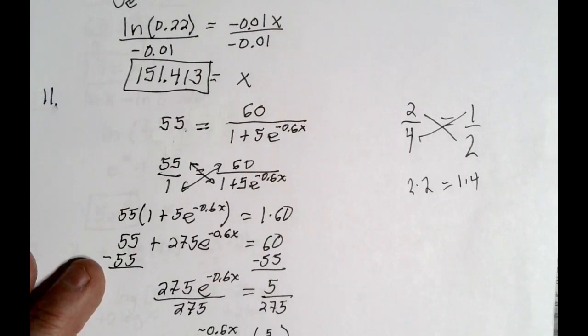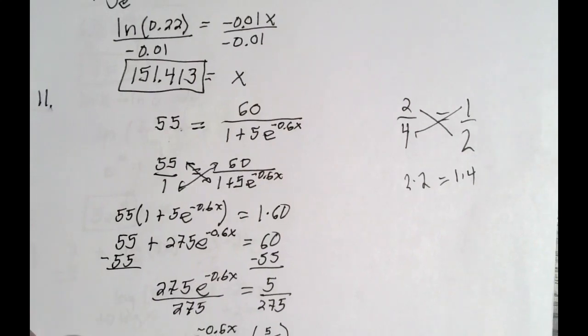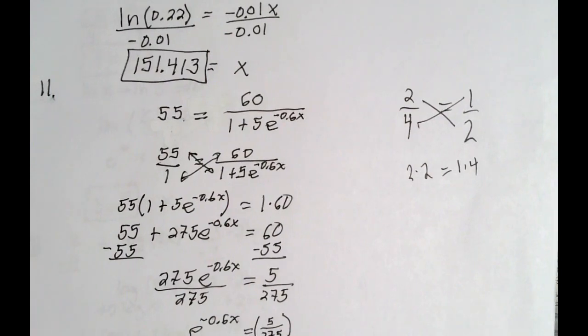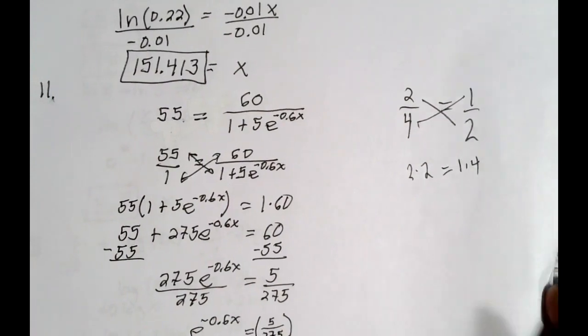e to a power equals a number. So now write it as a log. Log base e of that number equals the exponent. And so that's ln of this number, which is 0.4007333, and divide by negative 0.06 and you get 6.679.